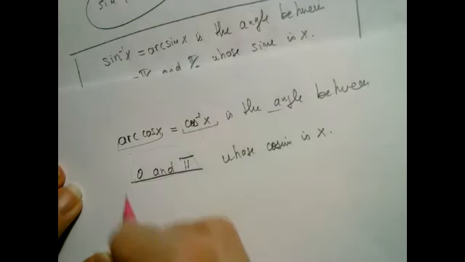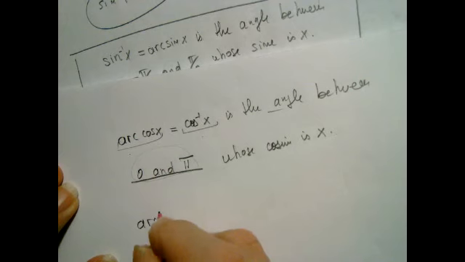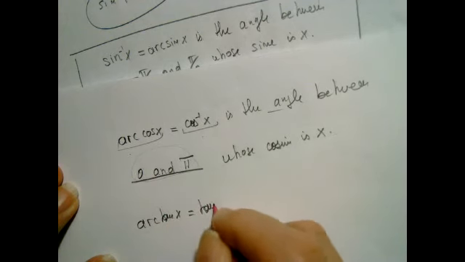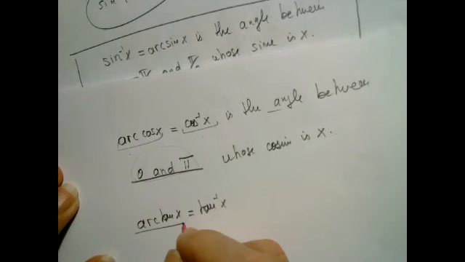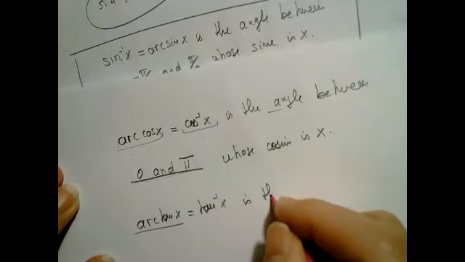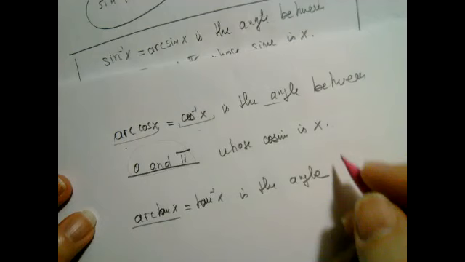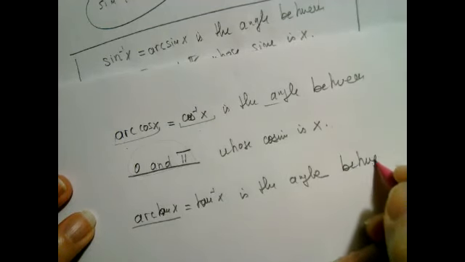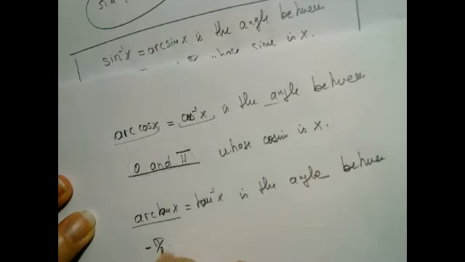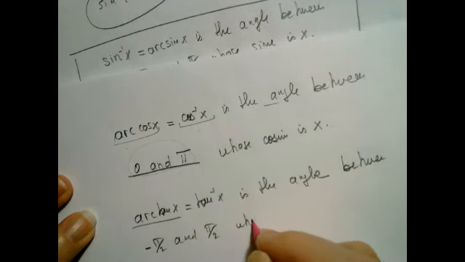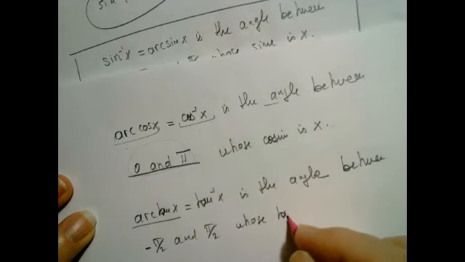Now, finally, the tangent inverse, arctangent, or tangent inverse, is an angle. The angle between minus pi over 2 and pi over 2, whose tangent is x.